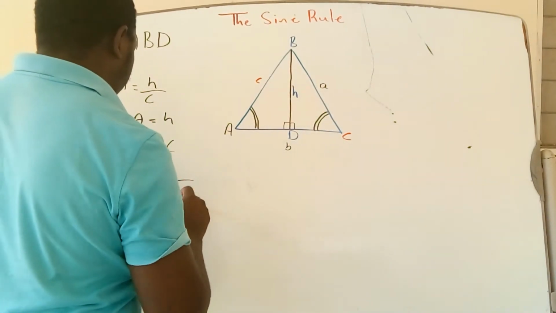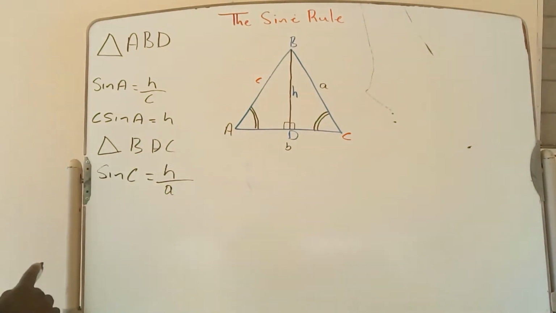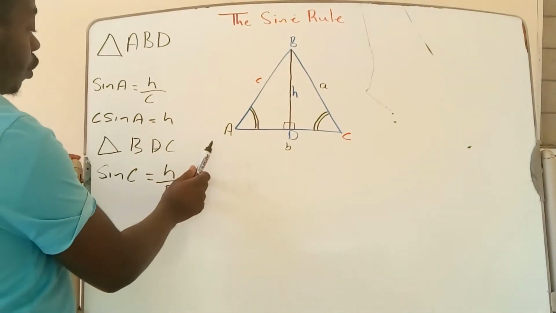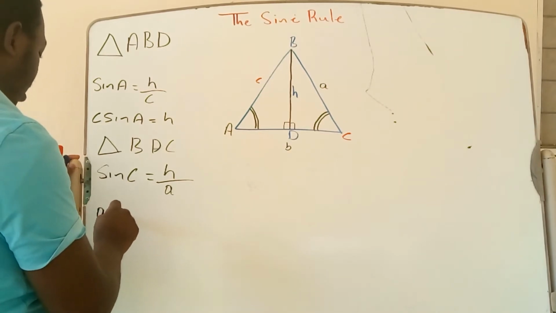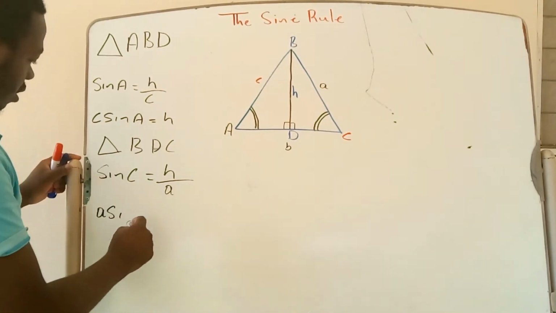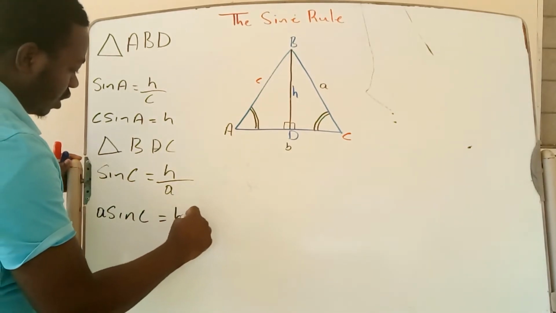So that's just a. But what does this imply? What if we want to make H the subject of the formula? We just need to multiply both sides by a. So if we multiply both sides by a, we're going to get a sine C is actually equal to H.